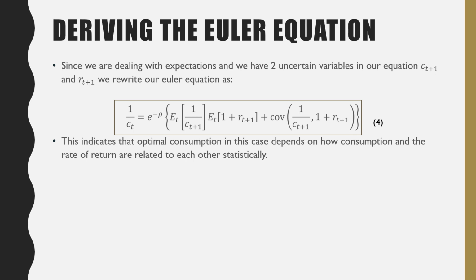So since we're dealing with expectations and we have two uncertain variables in our equation, consumption in T plus 1 and the rate of return in T plus 1, we rewrite our Euler equation as the following, which is 1 over Ct is equal to e raised to the power of negative rho times the expectation of 1 over ct plus 1 times the expectation of 1 plus rt plus the covariance of this 1 over ct plus 1 and 1 plus the rate of return in period t plus 1. This indicates that the optimal consumption depends on how consumption and the rate of return are related to each other statistically. So this isn't a strict functional form that we have here. It really depends on the past history that we have with regards to these two variables.